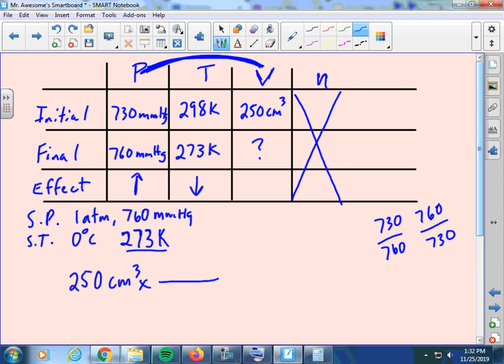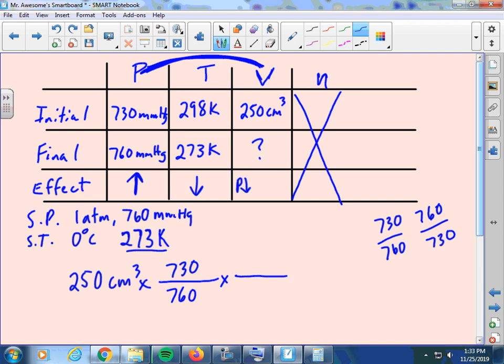Well, in order to decide which one we're going to use, we've got to see what pressure should make the volume do. The pressure is going up. If the pressure is going up, what should happen with the volume? It's going down. That's a relationship that's inverse. So one goes up, the other goes down, or vice versa. But they go different directions. So if the pressure is going up, then pressure should make the volume go down. Okay? So which one am I going to use? Smaller number on top or bigger number on top? Smaller number on top. So I'm going to do 730 over 760. Okay, so that took care of pressure.